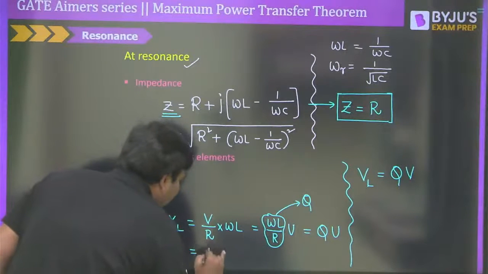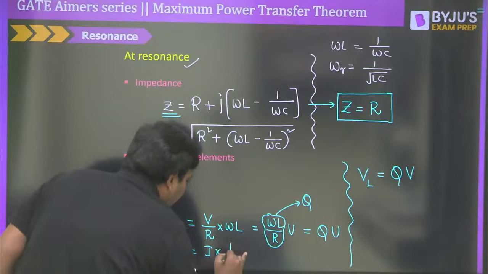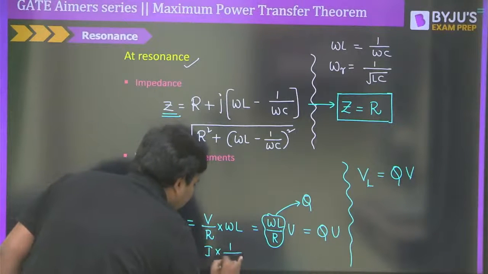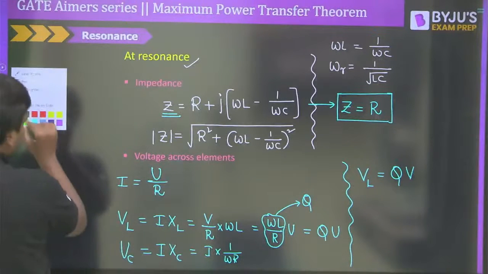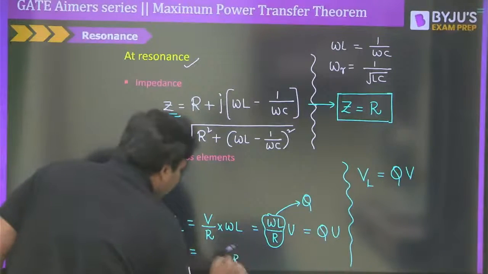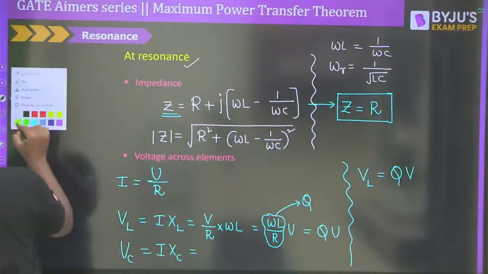I into, I could say, 1 divided by omega C, right? Sorry, I am extremely sorry. Let me write it down here. Just give me 1 second.